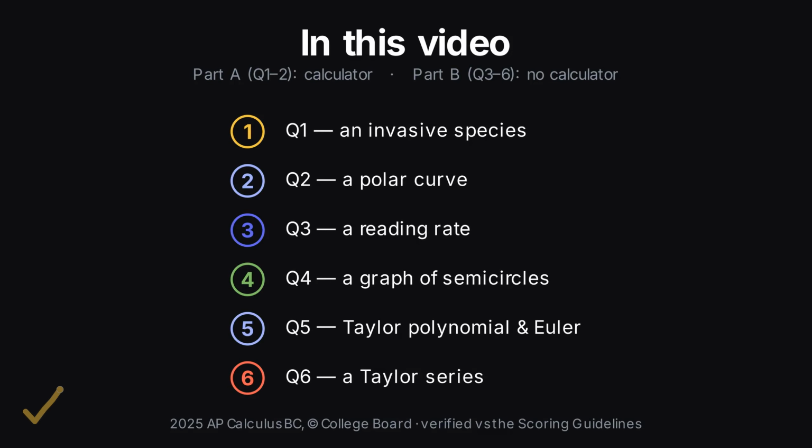2 questions allow a calculator, 4 do not. We recreate each prompt in our own words, then work every part the way the official scoring guidelines do.